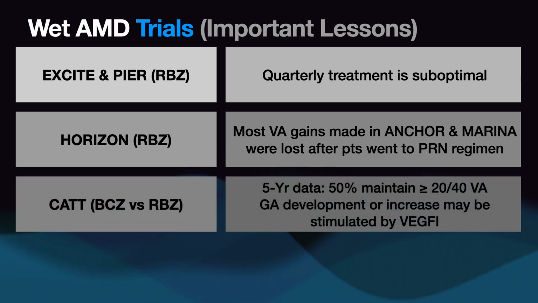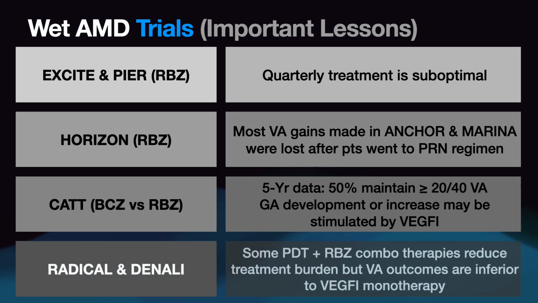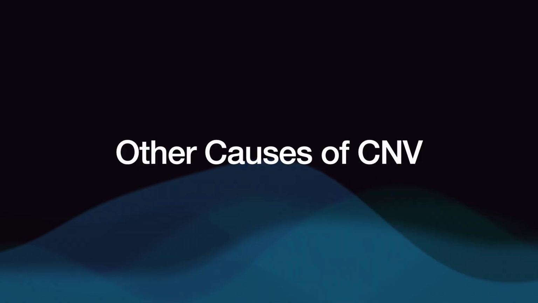CAT study, that was ranibizumab versus bevacizumab, and 5-year data showed about 50% maintain 20/40 or better vision. That's reading vision, and patients will want to know, what am I going to lose on my vision? I quote this data a lot. GA development or increase may be stimulated by VEGF inhibitors. That just makes me sad. RADICAL and DENALI basically showed that some PDT plus ranibizumab combo therapies reduce treatment burden, but visual acuity outcomes are inferior to VEGF-I monotherapy. That's VEGF inhibitor monotherapy.